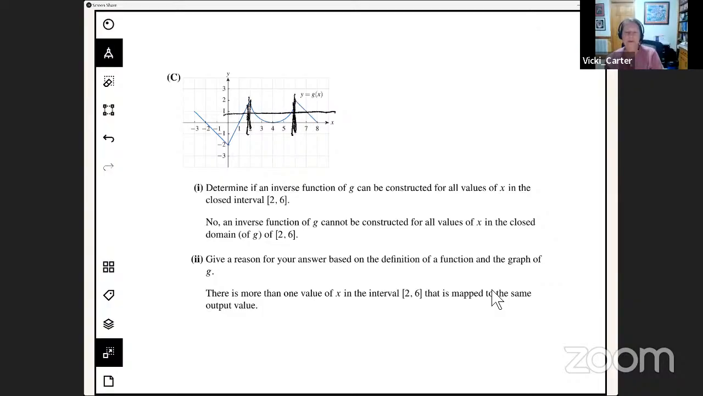Shoot, go ahead. The reason that it does not pass the horizontal line test will not earn them the point for that part of that question. I agree. You can mentally think that's what's going on, but you have got to verbalize it. There are various ways, but one of them is what Steve has here.